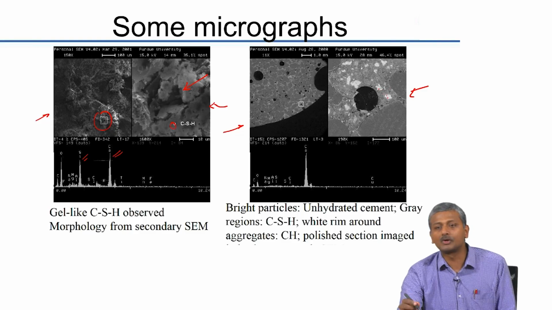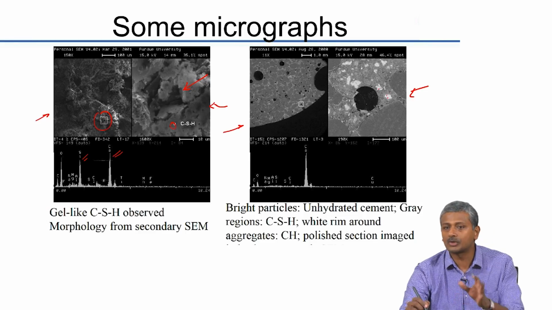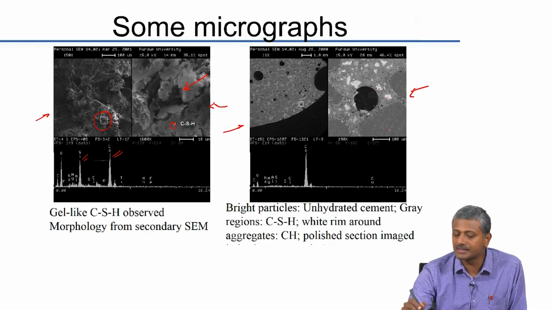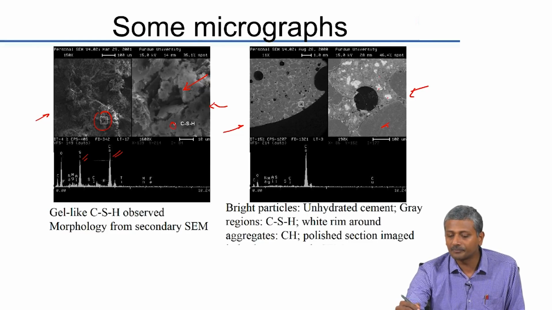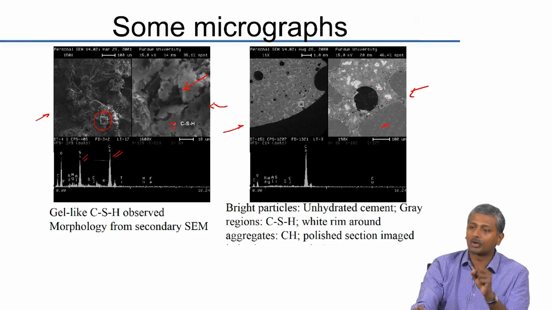I showed you previously also the SEM picture of your inner and outer CSH. Here you can clearly see these are aggregates. The larger pieces are your fine aggregate or siliceous aggregates. You have the white unhydrated cement particles because those are the densest. You have the grey area around the unhydrated particles. In this case, you are not able to distinguish very clearly what is what.